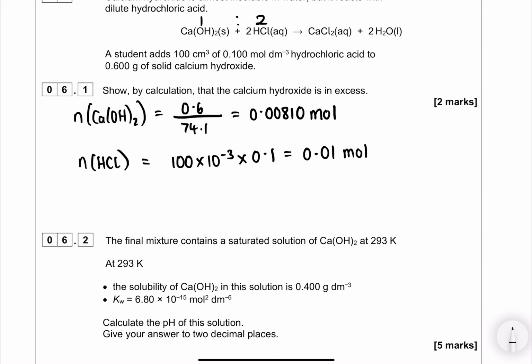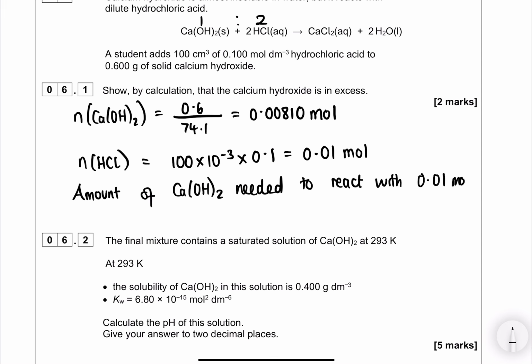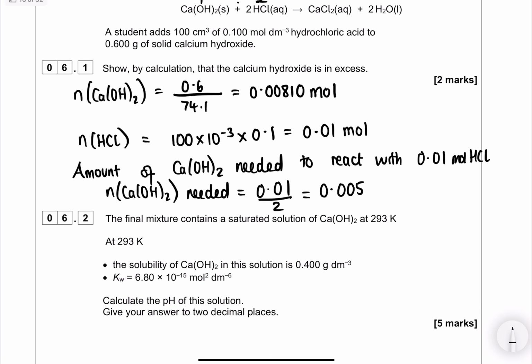Okay, so let's do it this way. The amount of calcium hydroxide needed to react with 0.01 moles HCl. So the number of moles of calcium hydroxide needed equals 0.01. Ratio is 1 to 2, so divide by 2, so that's 0.005. And then it's clear that 0.00810 is greater than 0.005, and so it's in excess.